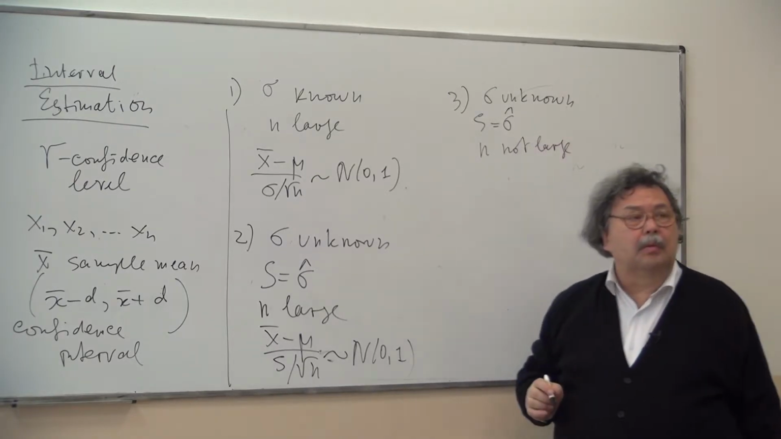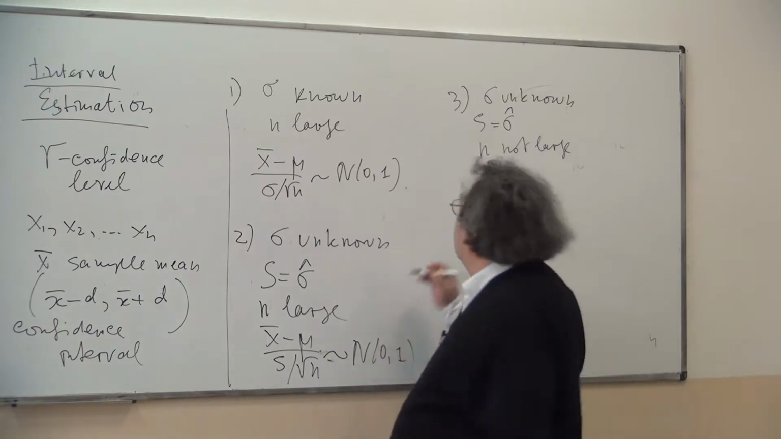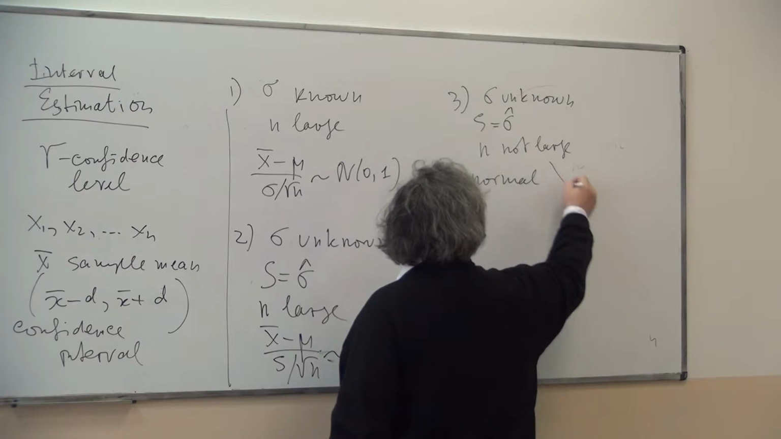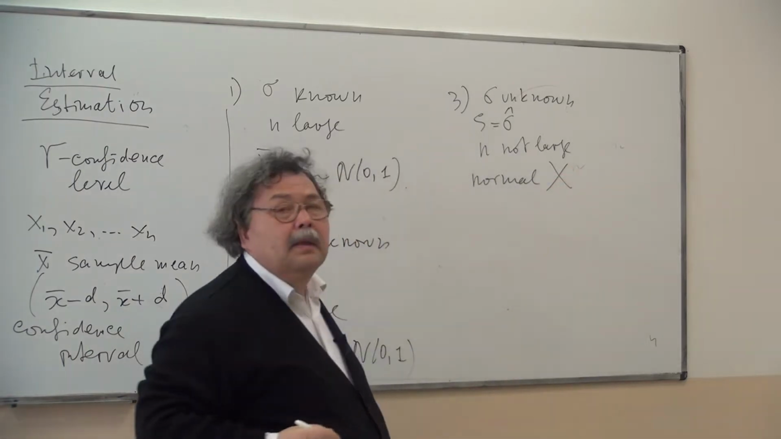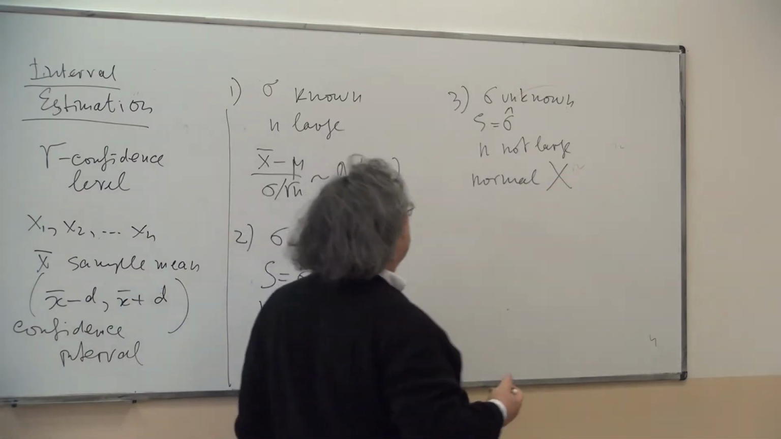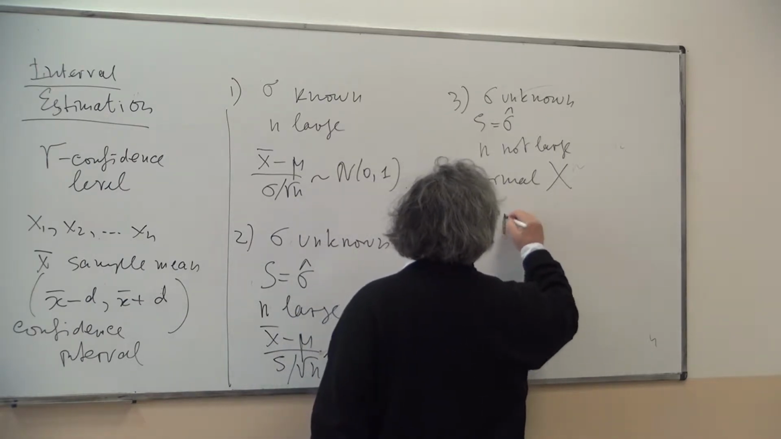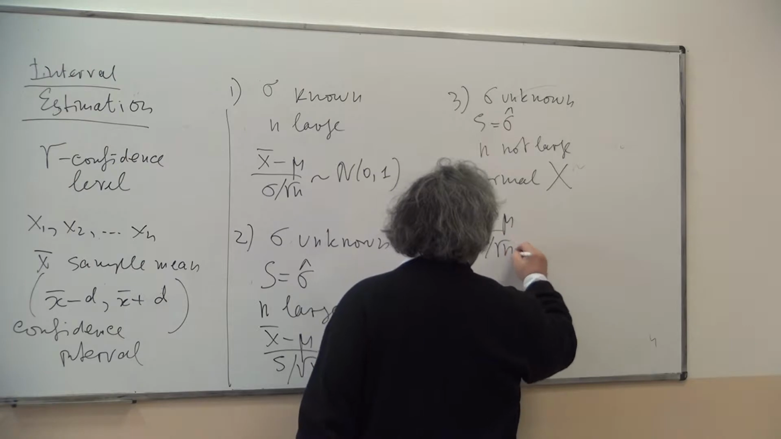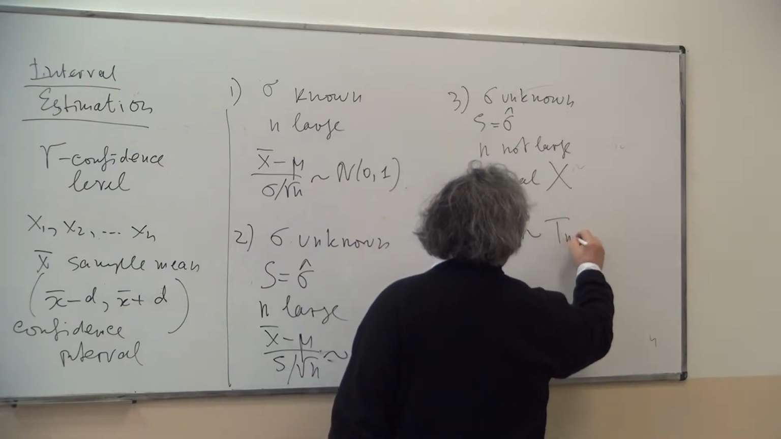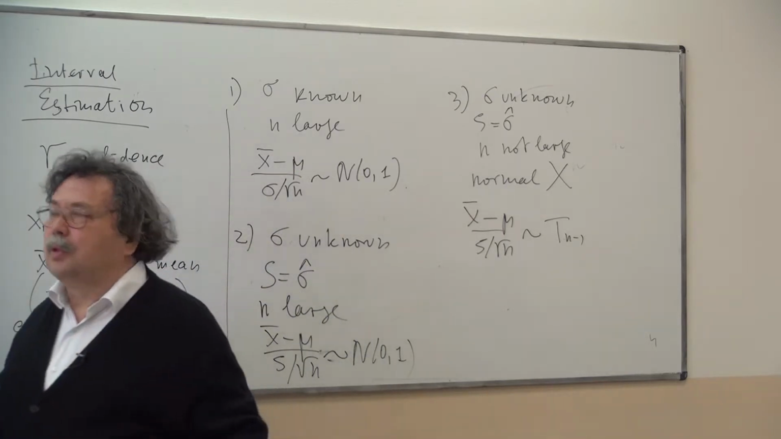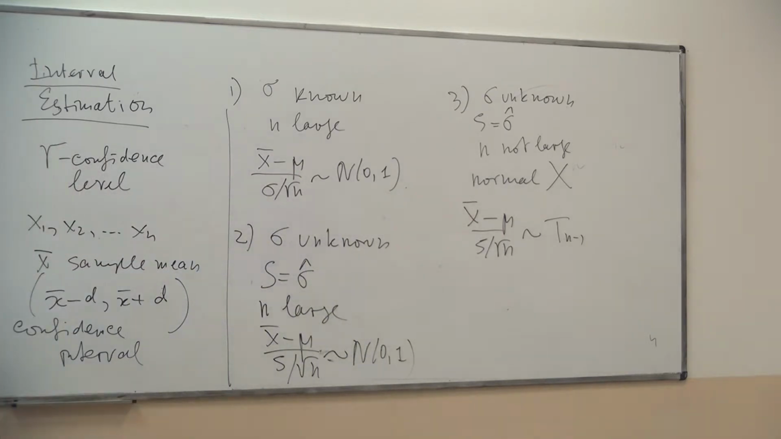But then we assume something else in addition. We assume that the population variable x is normal. Okay. Now, if this is the case, then (x bar minus mu) over (s over root n) follows the so-called student's t-distribution. All right, and this is a complete summary of estimation.